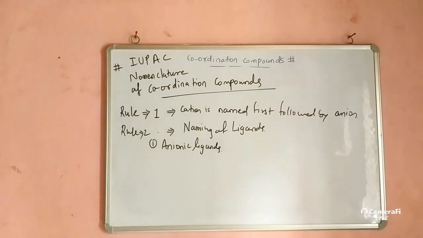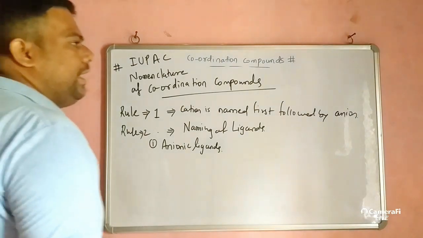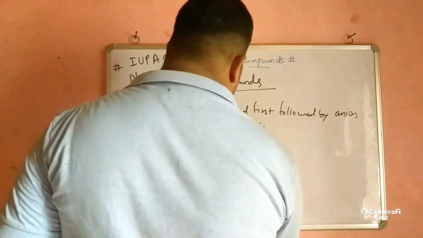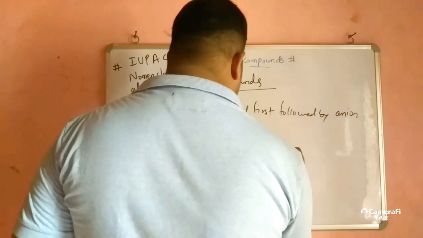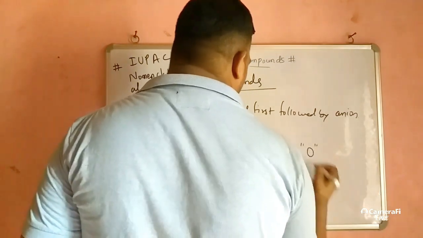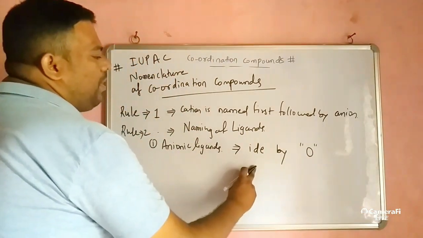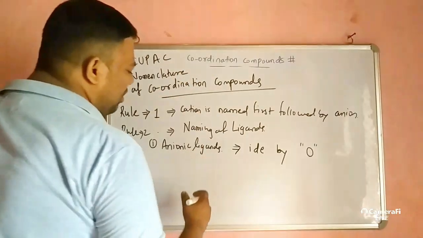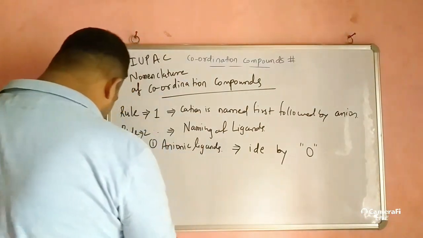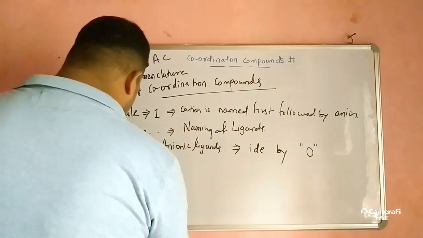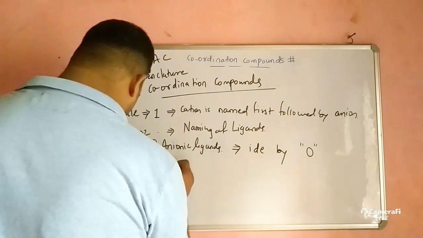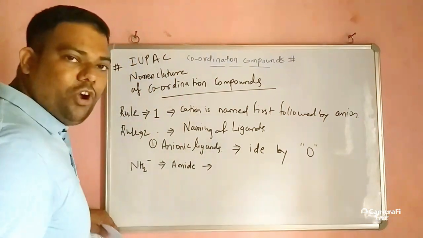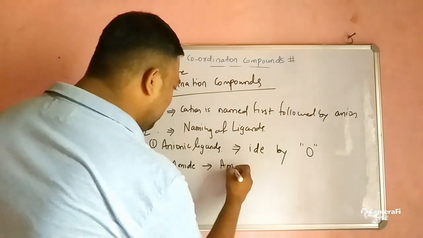Some anionic ligands which end with -ide, that -ide is replaced by -o. Simply we have to write that. Suppose some anionic ligands I am writing here. First is NH2 minus, amide here. In a coordination compound, how can we write it? Simply amido.